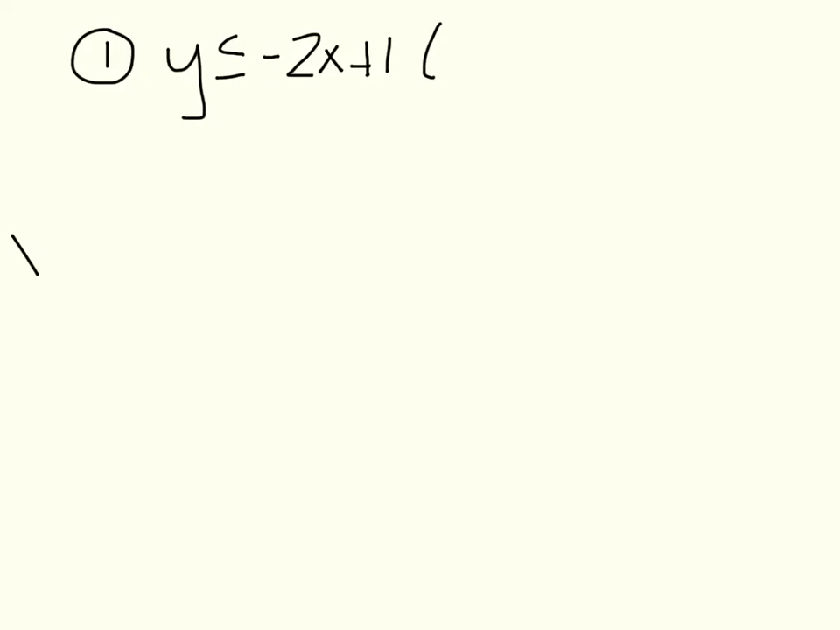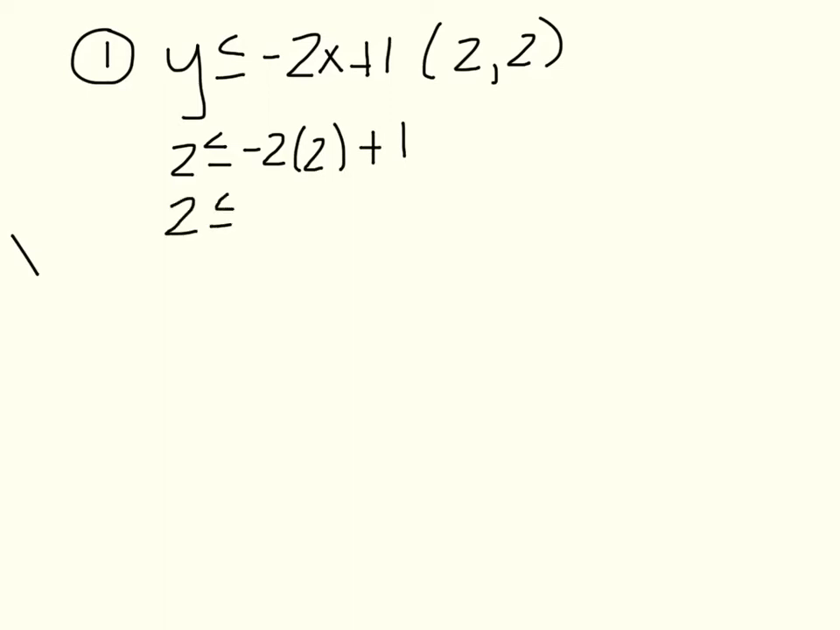So in example 1, we have y is less than or equal to negative 2x plus 1. And we want to know if the ordered pair (2, 2) is a solution to this inequality. All we do is plug it in. 2 is less than or equal to negative 2 times 2 plus 1. So that would give you 2 is less than or equal to negative 4 plus 1. 2 is less than or equal to negative 3. Well, 2 is not less than or equal to negative 3.